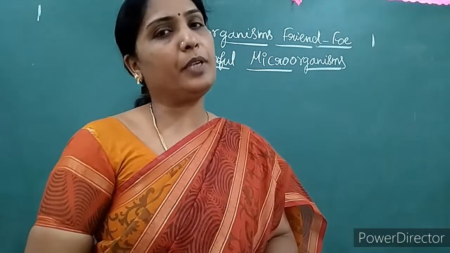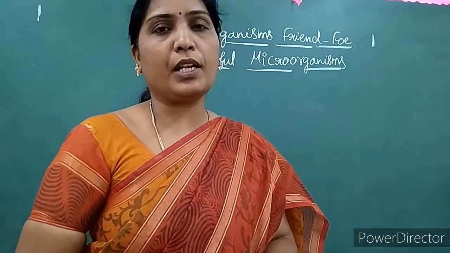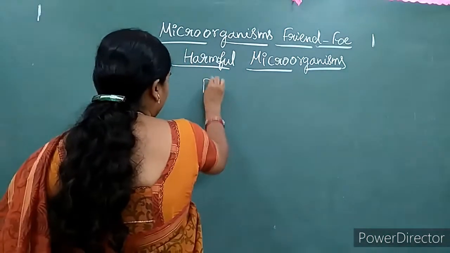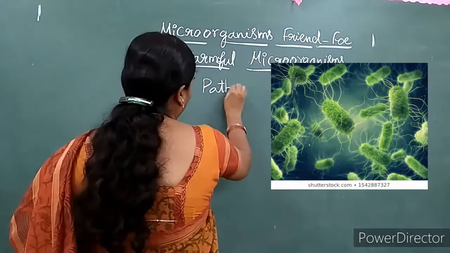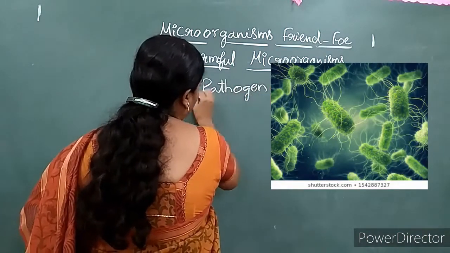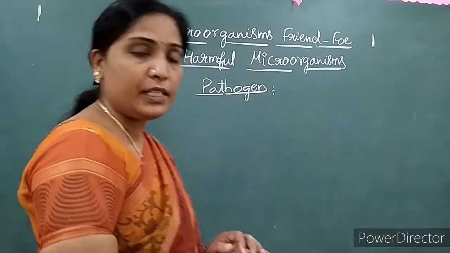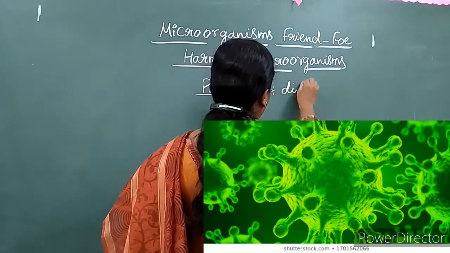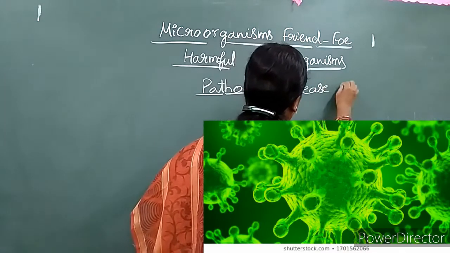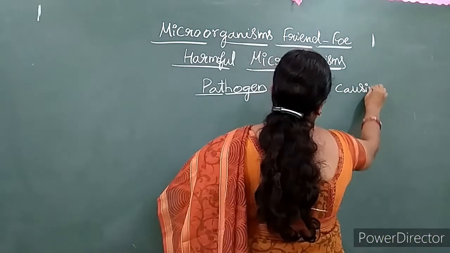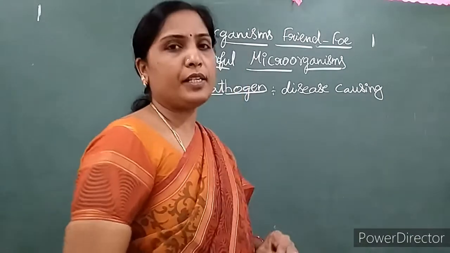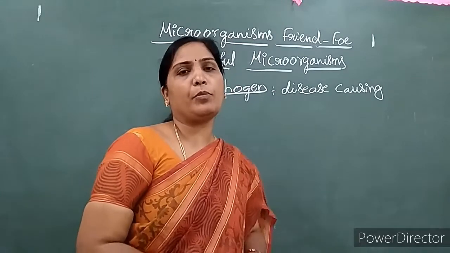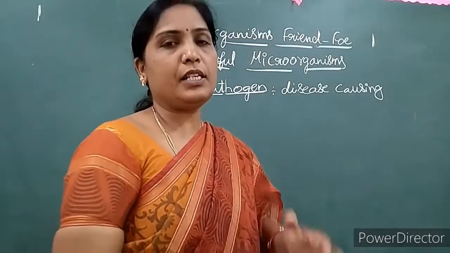and makes the person ill? Those microorganisms are known as pathogens. What word will we use for that scientifically? Pathogen. A pathogen is nothing but a disease causing microorganism. Disease causing microorganisms are known as pathogens. When a pathogen enters into our body, it causes diseases.